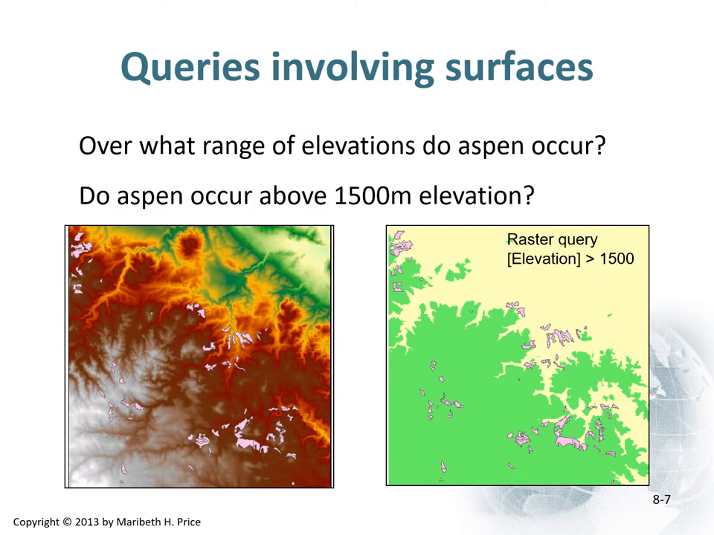We can also do queries on surfaces, so it's not just about discrete objects. Remember back to the old pirate test, the difference between discrete and continuous. Continuous is like elevation. Everywhere you go, you have an elevation. Either it's sea level, below sea level, or something above sea level, but there's always an elevation. Whereas discrete objects have defined stop and start points, like the old walking the plank on a pirate ship.